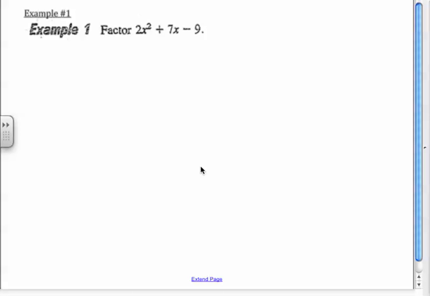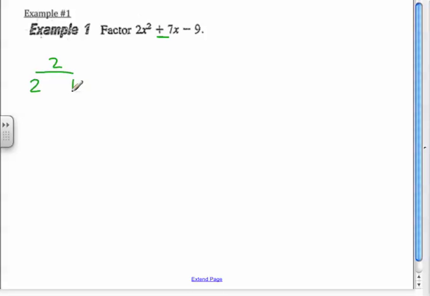Okay, guys, example number 1. I'm trying to factor 2x squared plus 7x minus 9. So the number I'm trying to find is plus 7. Okay? Now, I'm going to factor the front number, 2, and that gives me 2 and 1.